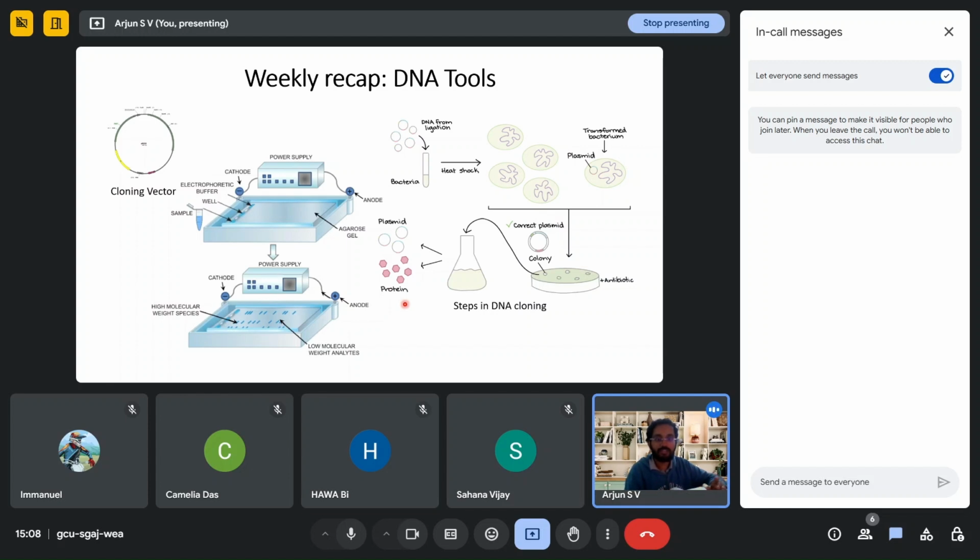you compare the molecular weight of your target DNA with the standard molecular weight ladder, and then you compare the molecular weights between the standard and the sample to check whether your target DNA with the desired molecular weight has been successfully incorporated into the bacteria or not.